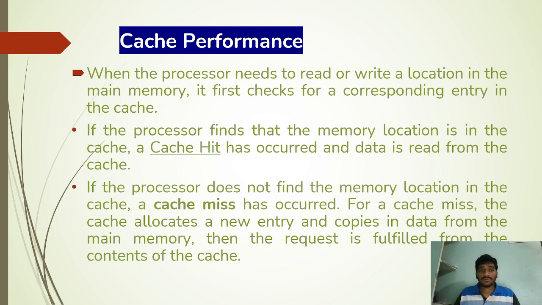First, the whole process works like this: the processor makes a request to the cache memory, and the cache checks whether the data is present in primary memory or secondary memory. If the data is present, it is known as a cache hit. When the data is not present, it is known as a cache miss. For a cache miss, the cache allocates a new entry and copies in data from the main memory.